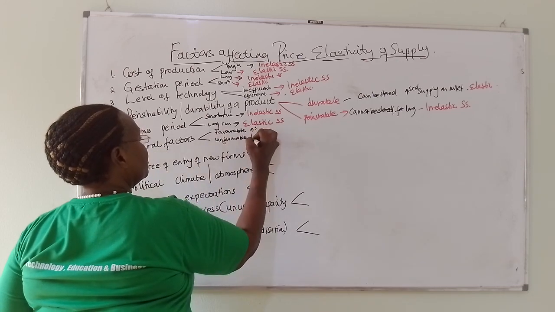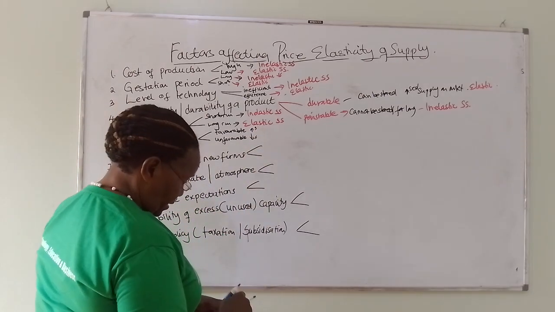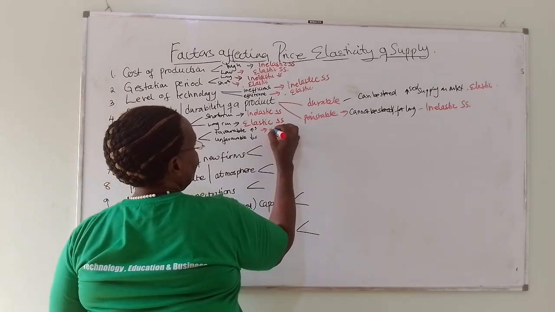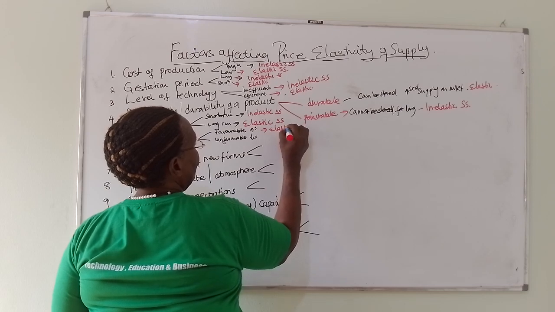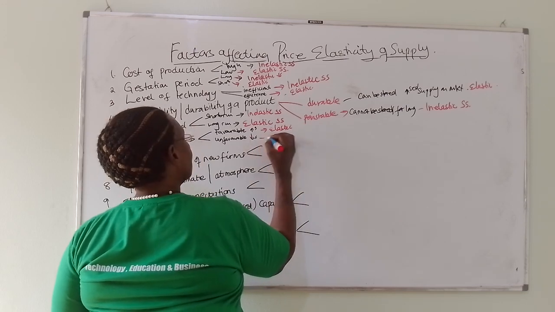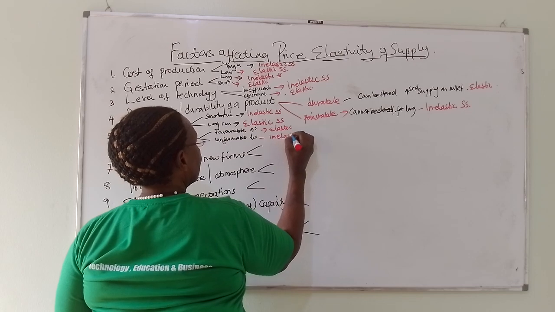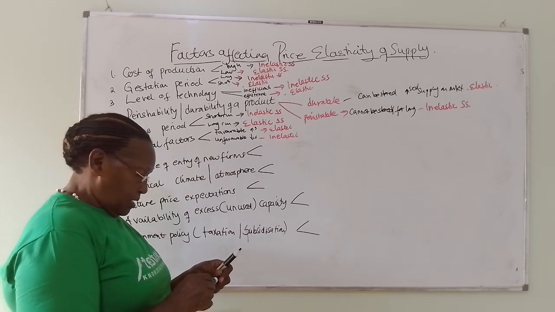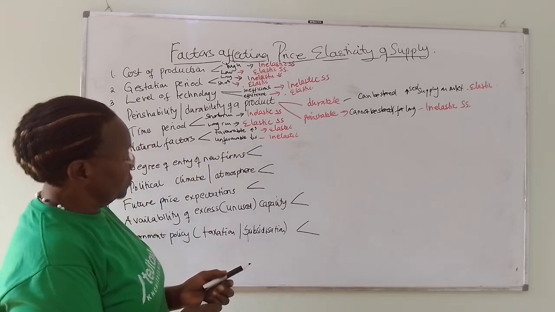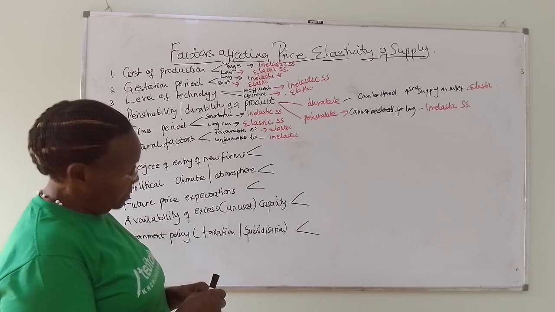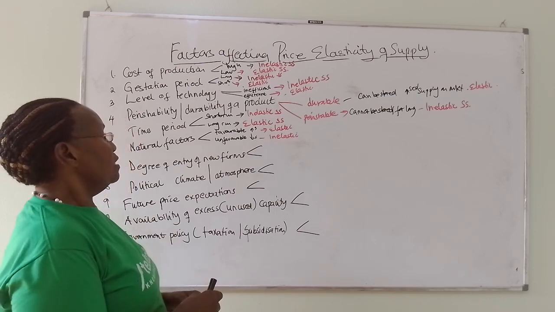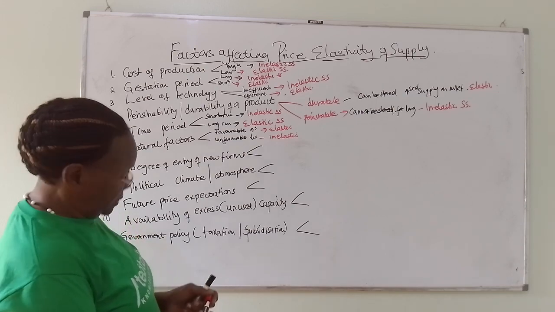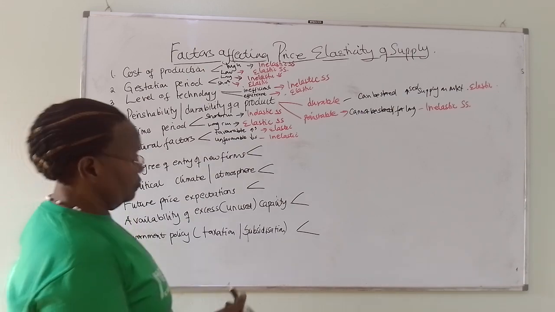Whenever they are unfavorable, they lead to reduced supply. And whenever supply increases, that makes it elastic, and whenever it simply reduces, that makes it inelastic. So supply will be inelastic when natural factors negatively affect the production process. But when they favorably affect the production process, they make our supply for a particular commodity elastic. Degree of entry of new firms.